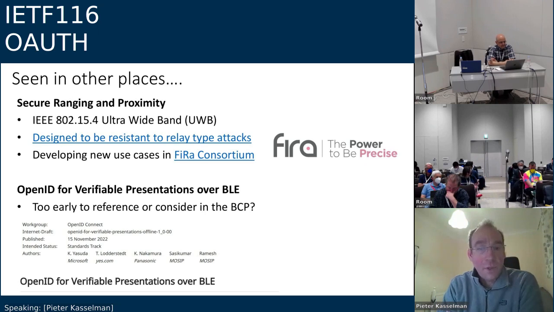The other thing that folks in this room probably know about is the OpenID for verifiable presentations over BLE proposal. This is another cross-device flow, and I think it's only an early draft still, but it's another example that we may want to reference in the BCP, but also maybe vice versa. And I know some of the authors. I was hoping to catch you in person to talk about this, but this is the other interesting thing that flashed on the radar.